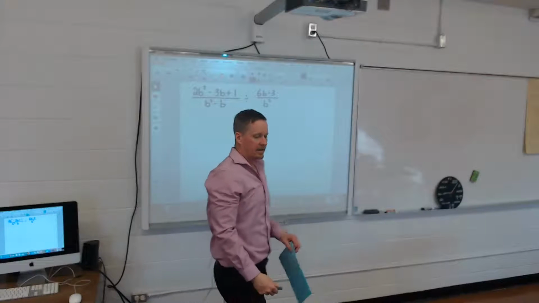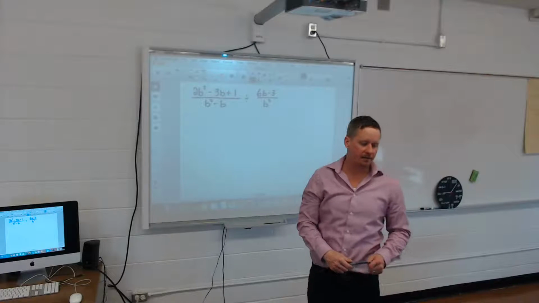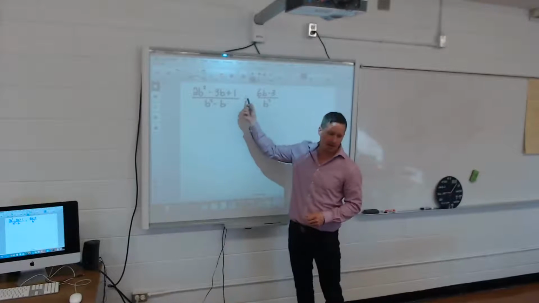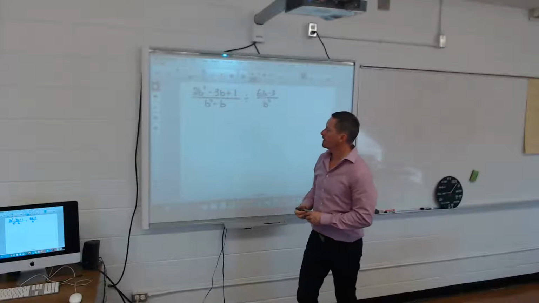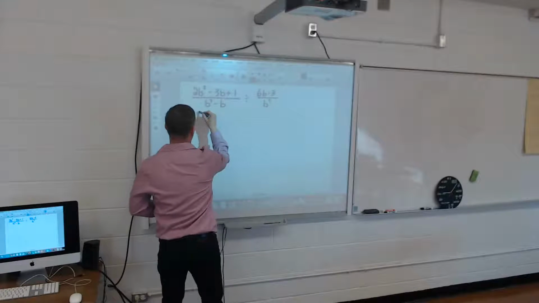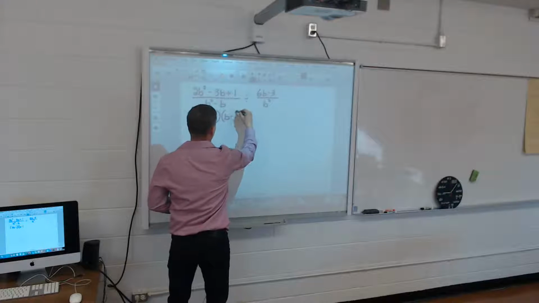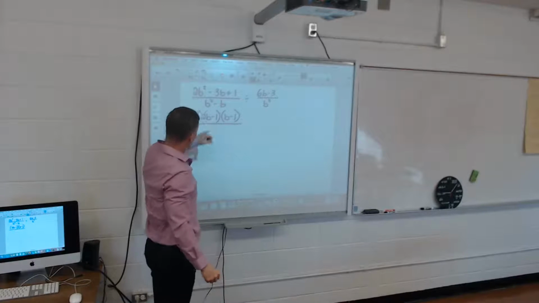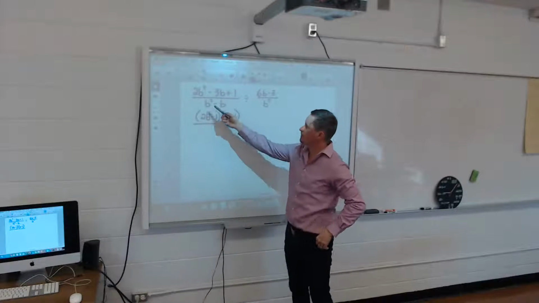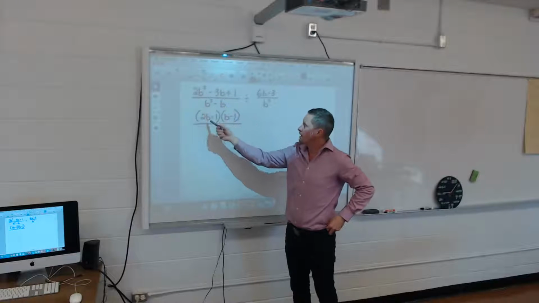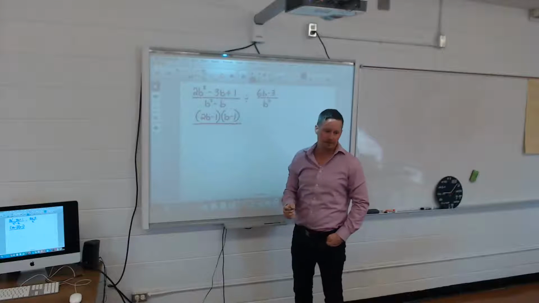Okay, so the next one we have to break it down to its smallest components by factoring, because it's a division here. Since it's a division, I'm going to multiply by that reciprocal, right? So this guy breaks down: 2b minus 1, b minus 1. The factors of 2b squared are 2b and 1b. The factors of 1 are 1 and 1.